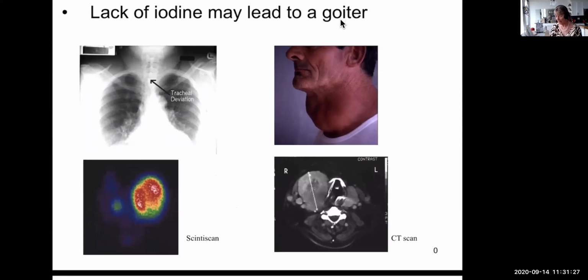Lack of some of the essential trace elements can lead to issues. So a lack of iodine, for example, may lead to a goiter. And the reason for that is that the iodine contributes to the hormones of the thyroid, which controls metabolism of the body. And we're going to do an exercise about iodine when we go on to back channel chat. So the thyroid tries to compensate for the lack of iodine by growing large. And you can see it sometimes just by observation, a goiter which occurs in the neck. You can see it by X-ray when the trachea is deviated to the side by the goiter. You can see it by a CT scan with injected isotopes, and you can also see it with a CT scan.